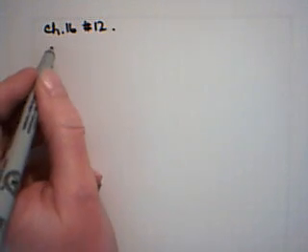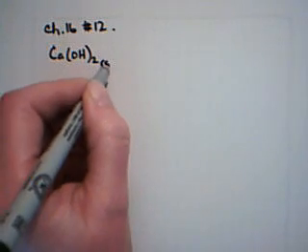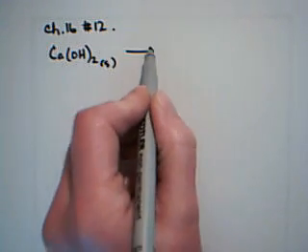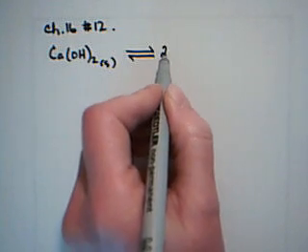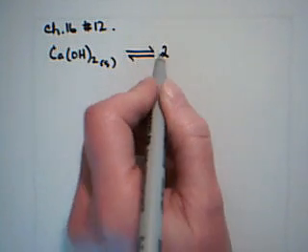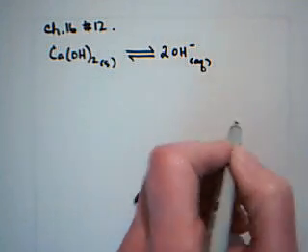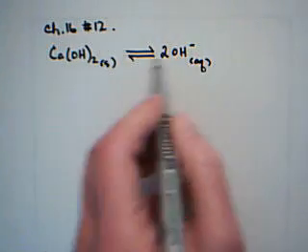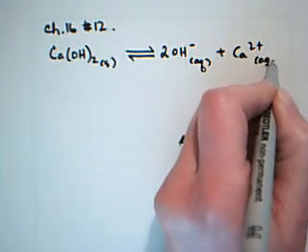All right, this question tells us that we have a saturated solution of calcium hydroxide, Ca(OH)2, solid. Saturated, so I have some solid at the bottom, but that which does dissolve does dissociate completely into 2OH⁻ and a Ca²⁺, both aqueous.